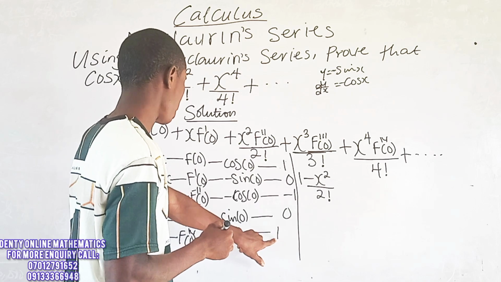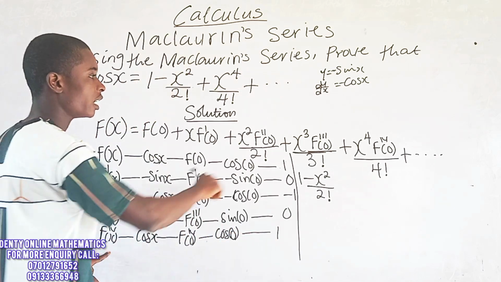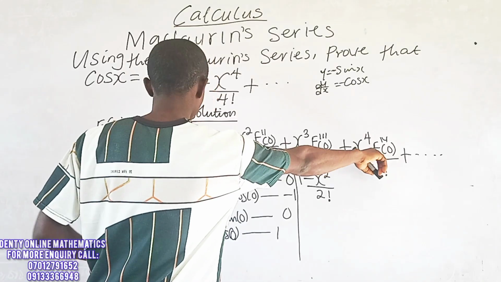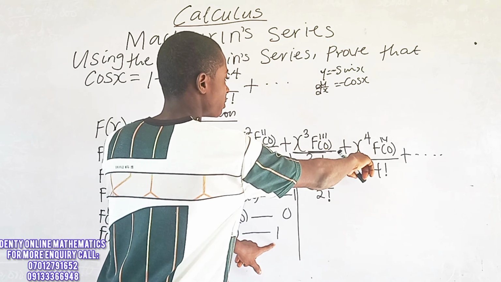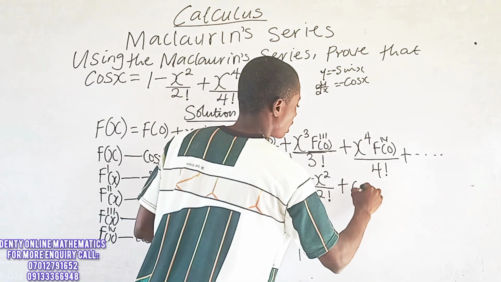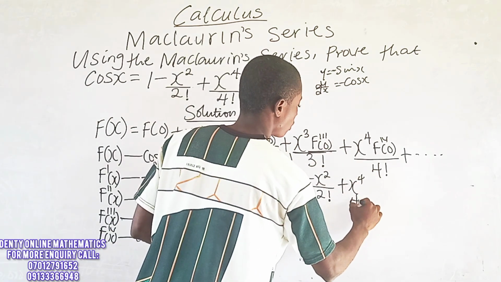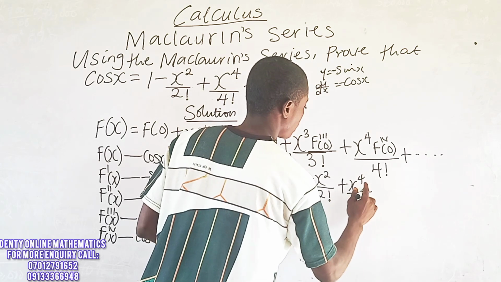Now let's continue. The next non-zero term is f four. F four of 0 is 1, and 1 times x to the 4 is plus x to the 4 over 4 factorial.